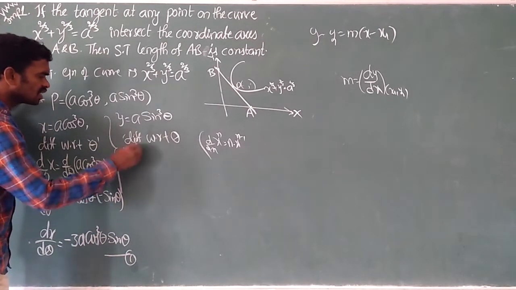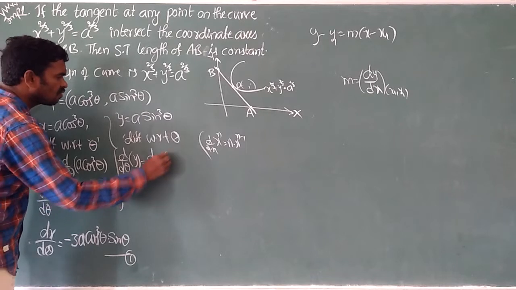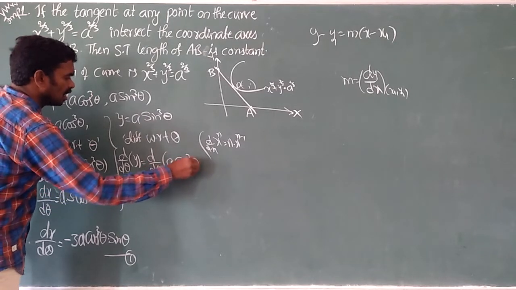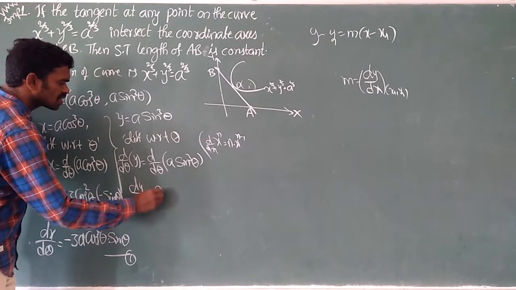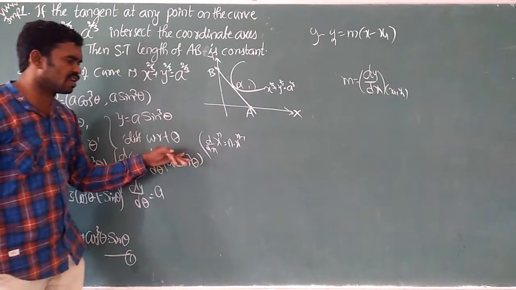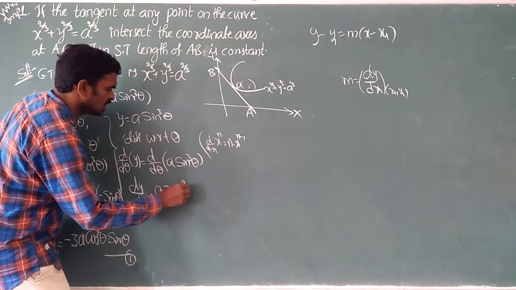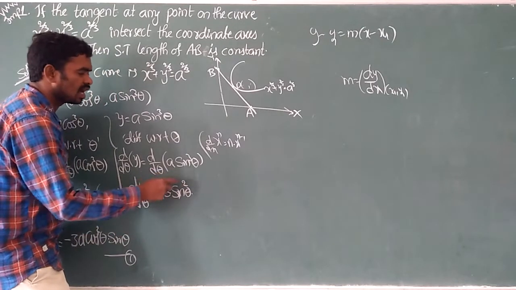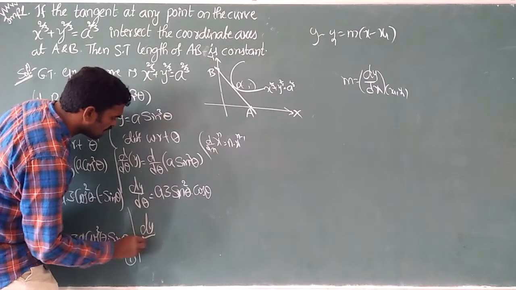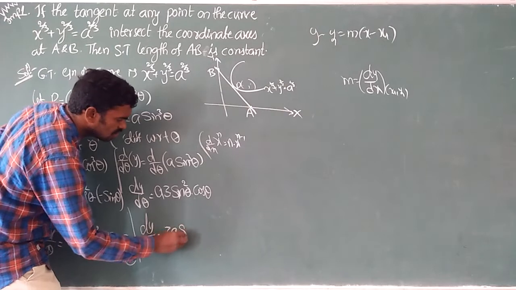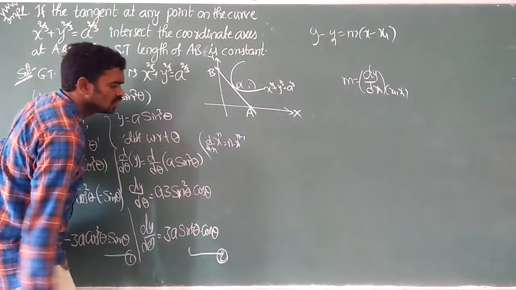Similarly, do the derivative with respect to theta of y, that is d by d theta of y is equal to d by d theta of a into sin cube theta. So dy by d theta is equal to, a is a constant, sin cube derivative, apply the x power n formula, n into x power n minus 1, means 3 into sin power 3 minus 1, means sin square theta, again the sin theta derivative is cos theta. So dy by d theta is equal to 3a into sin square theta into cos theta. This is taken as equation 2.